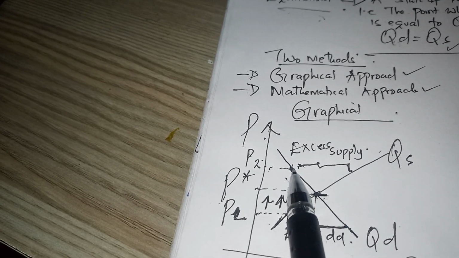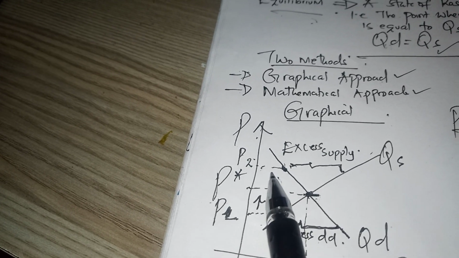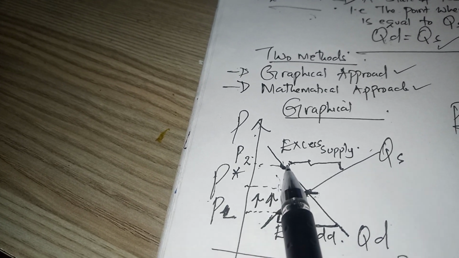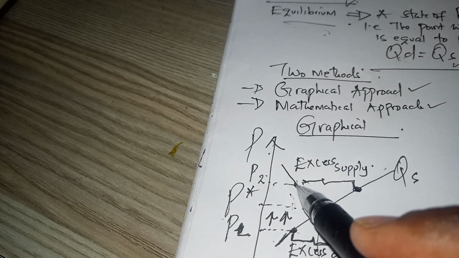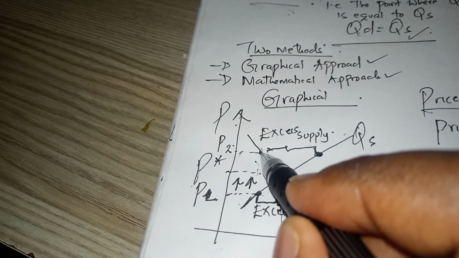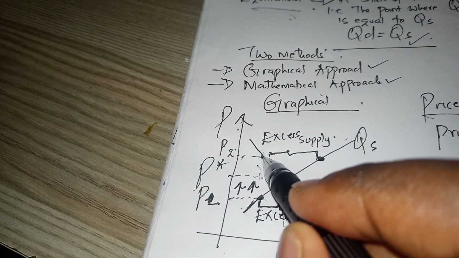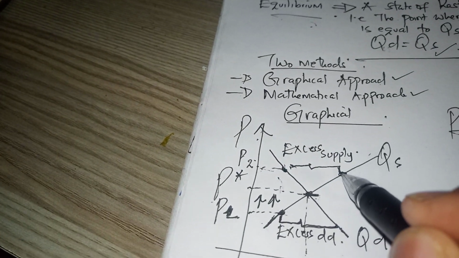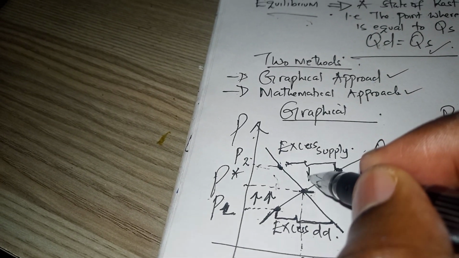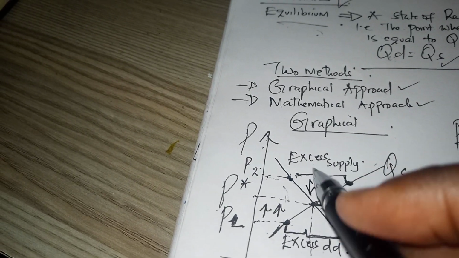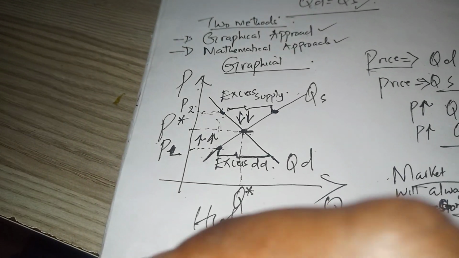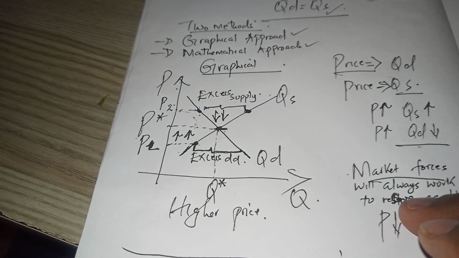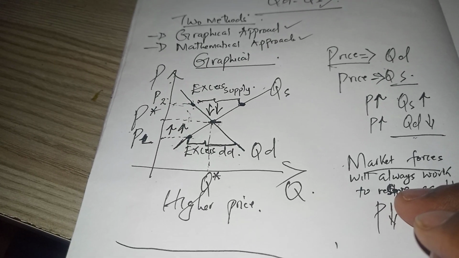At this point, the quantity supplied is more than the quantity demanded. So we have a lot of goods available, but the consumers are not willing and able to buy because the prices are up. So the producers will be forced to lower their prices so that the consumers are able to purchase whatever they're supplying. And that is basically the graphical approach to equilibrium.